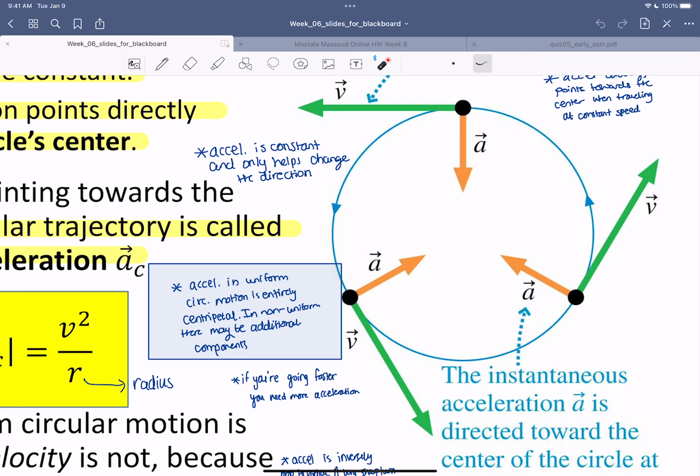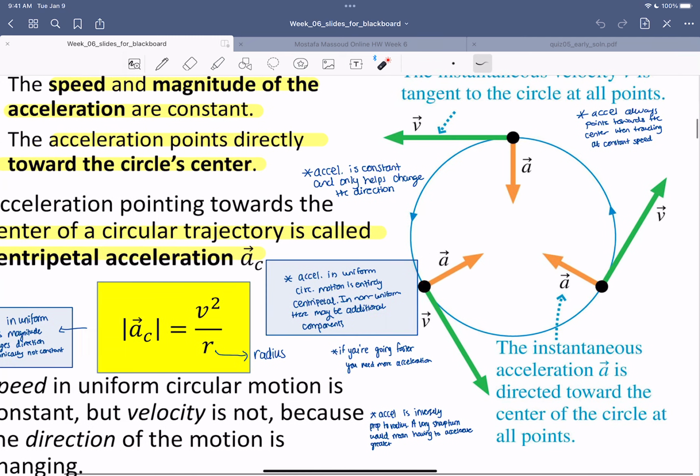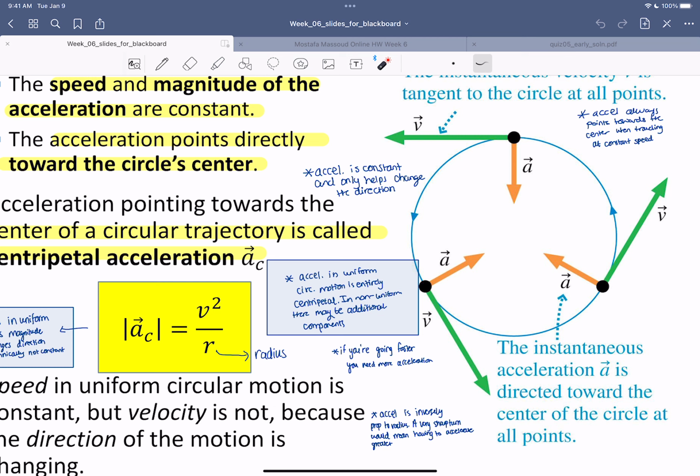So it wouldn't be directed exactly towards the center, but it's still pointing inwards. It's still allowing a rounded, somewhat circular motion. But since you sped up somewhere along the interval, your acceleration isn't solely centripetal. But that's non-uniform motion. Like I said, we're not going to worry about that. That's just for you to understand the concept. So if you're moving in uniform circular motion, all your acceleration is centripetal.